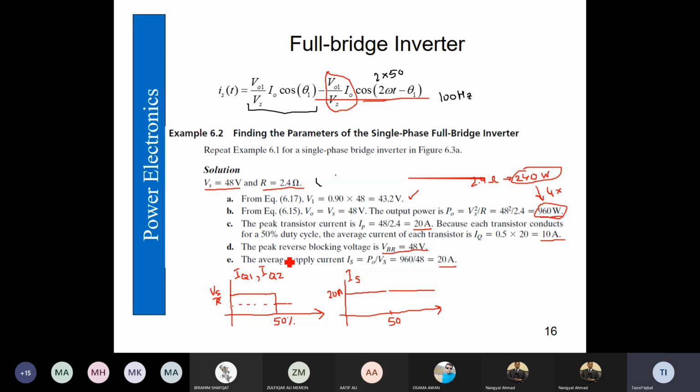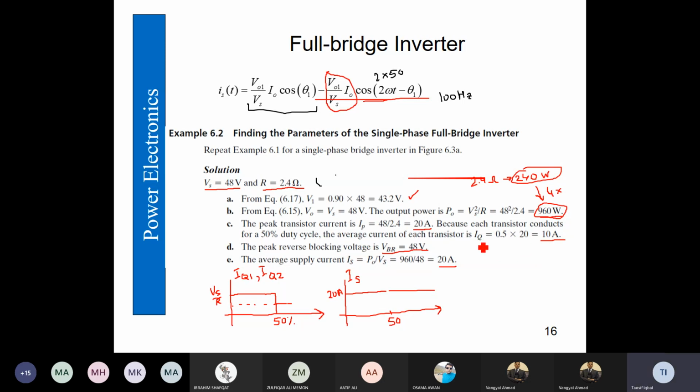Now the reverse blocking voltage is the same, 48 volts, just like half bridge inverter. And the DC current we find from total power divided by the supply voltage, and that comes out to be 20 amperes. So why is the source current, DC current, equal to the peak current, not equal to the average transistor current? Can someone answer that?